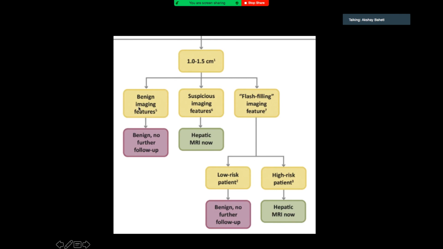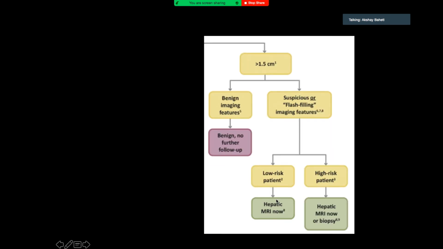For 1 to 1.5 centimeter lesions, again, if it's benign looking, with no suspicious imaging features, no follow-up. If there are suspicious imaging features, then certainly you will need to evaluate. Again, it's America, so they say do an MRI. We can think of doing an ultrasound and biopsy or an MRI. For flash filling features in a low risk patient, again, don't worry. In a high risk patient, you need to evaluate it. It's impossible to remember them, but the main point is that sub-centimeter lesions in a normal patient, don't worry about it. Don't chase it. That's the main point of this. Right, so how do we approach diagnosis?